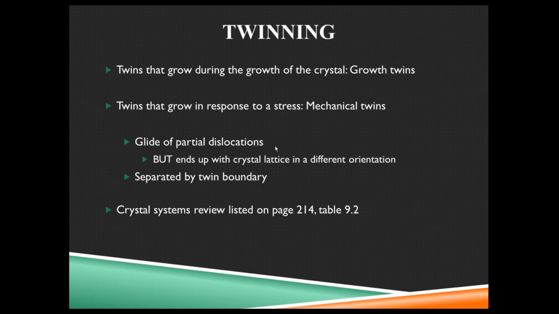Glide of partial dislocations can end up with the crystal lattice in a different orientation, separated by a twin boundary. So if that glide causes the parts on either side of it to be in different orientations, so it doesn't just slide beautifully along, but there's some twisting or bending at the same time, then we end up with a mechanical twin. You can look in your book on page 214, table 9.2, for a review of the crystal systems.